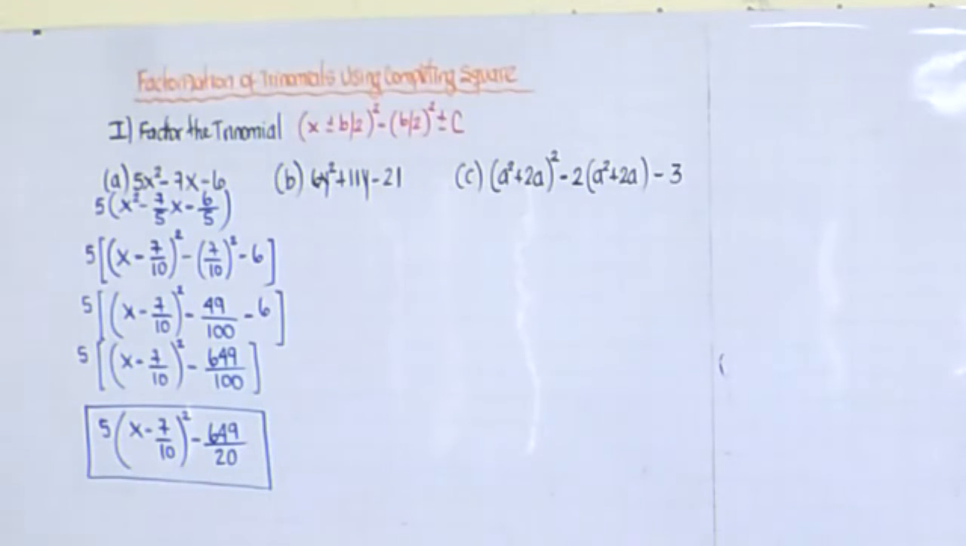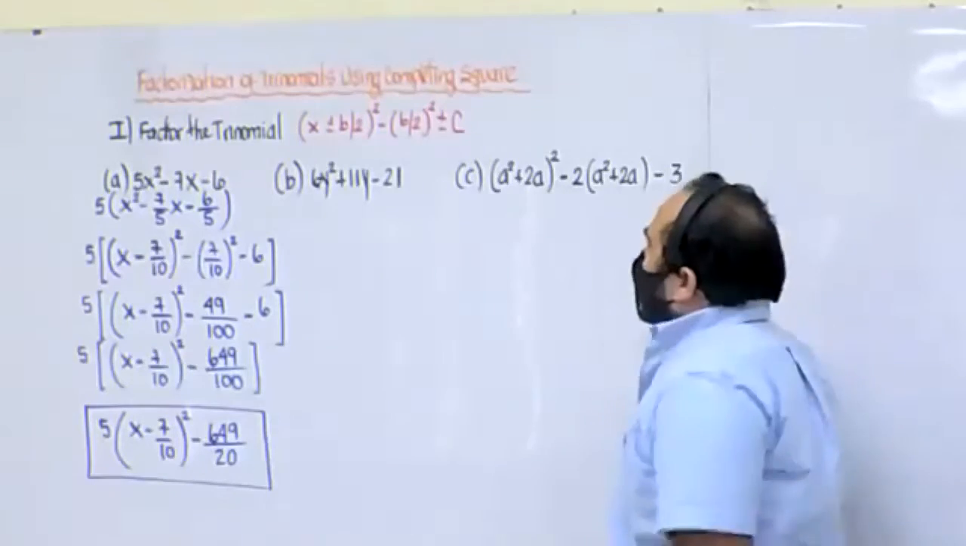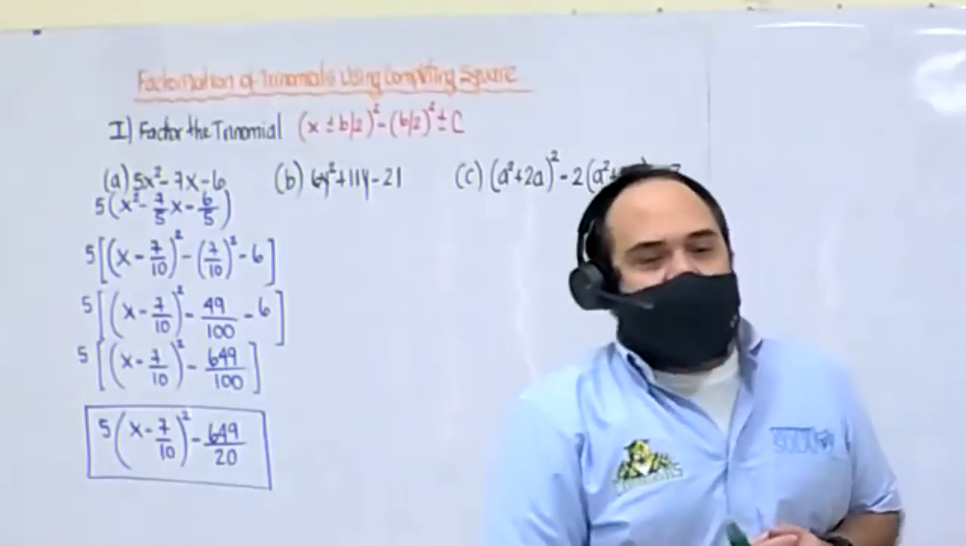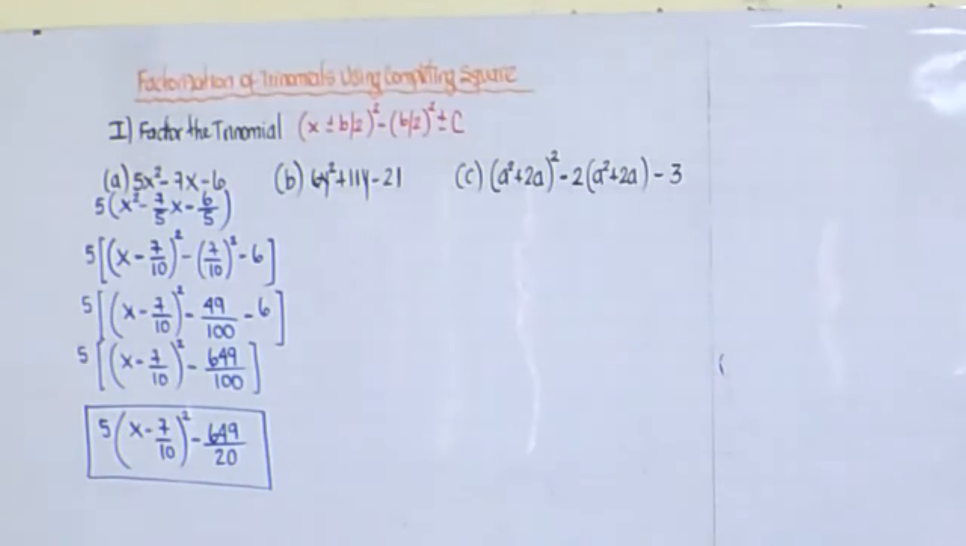Okay, let's perform part B. Same process, same statement. We have 6y squared plus 11y minus 21. We must factorize this expression by means of completing the square. However, before applying this formula, we must make sure the number next to the squared variable is supposed to be 1. Not -1, not 2, not 7, not 6, not 11, and so on.